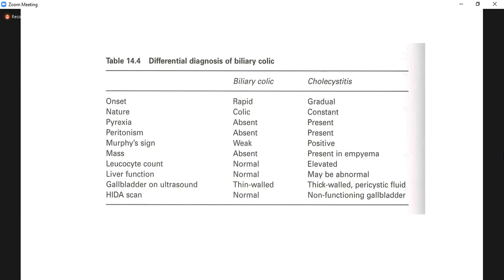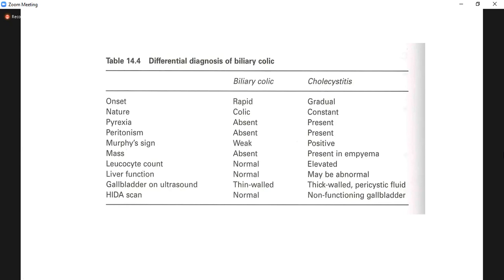Pyrexia: there's no fever in biliary colic. You will understand that because there's no infection setting in, no inflammation, because the stone quickly falls back. But in cholecystitis, the stone is stuck in the Hartmann's pouch, so there is infection setting in, there's fever, right? What about peritonism on examination? In biliary colic there's usually minimal or absent tenderness in the right hypochondrium. When you examine their abdomen you might see a little bit of tenderness, but usually it's minimal or absent. But in cholecystitis, they have severe tenderness in the right hypochondrium.